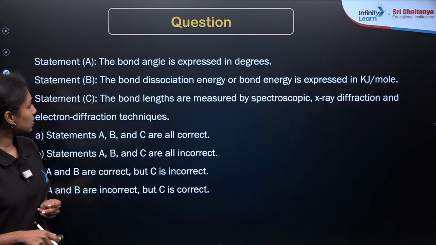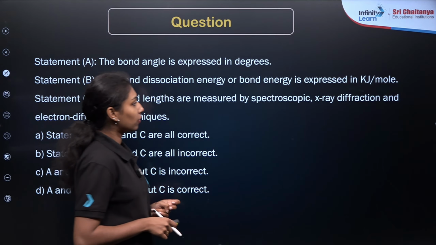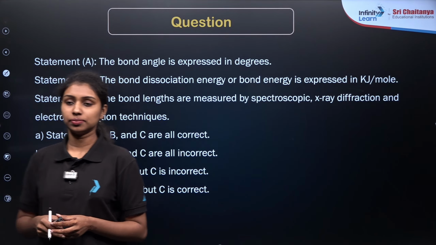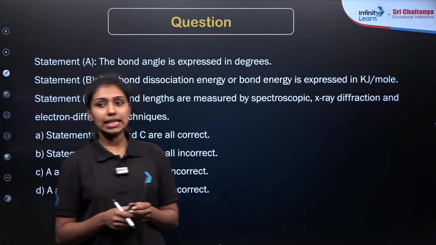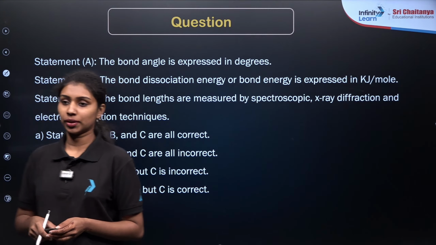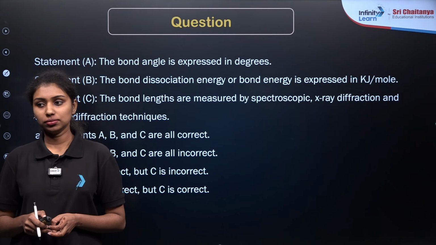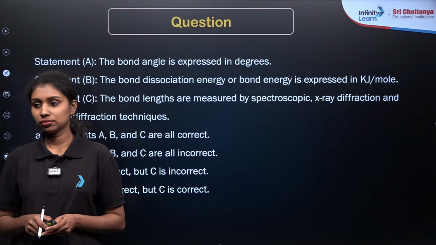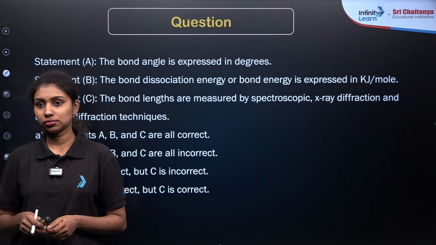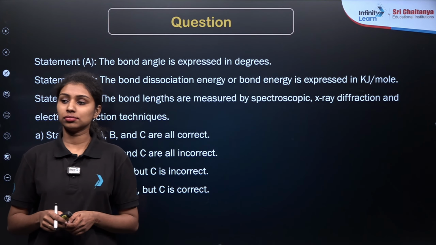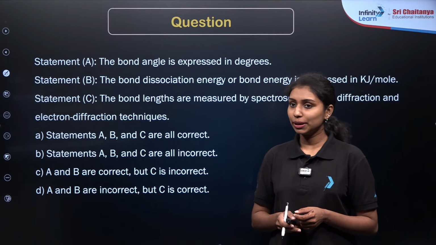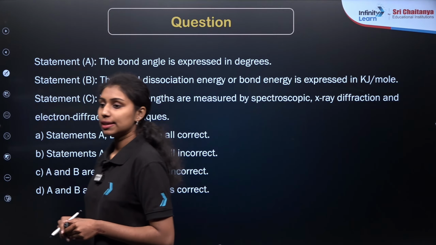Okay, now we are moving to the next question. Three statements are given here. Again, the question is based on the bond parameters. You want to identify whether the three statements are correct or incorrect. Okay, what will be the answer? Read the statements one by one.